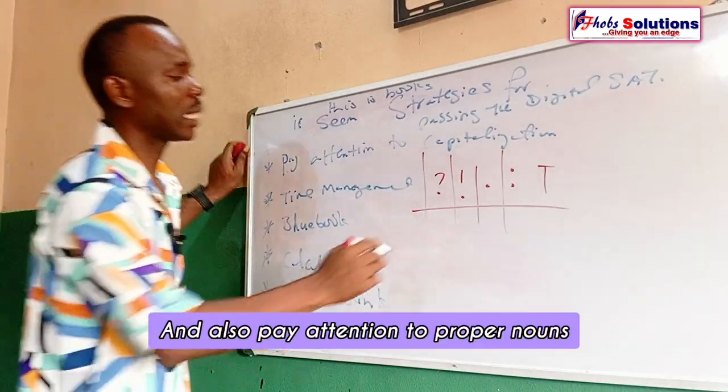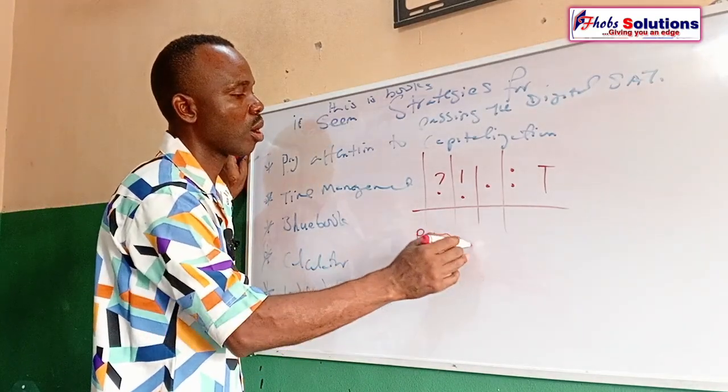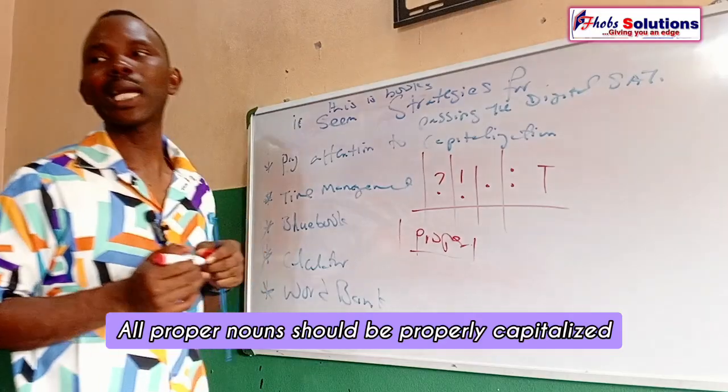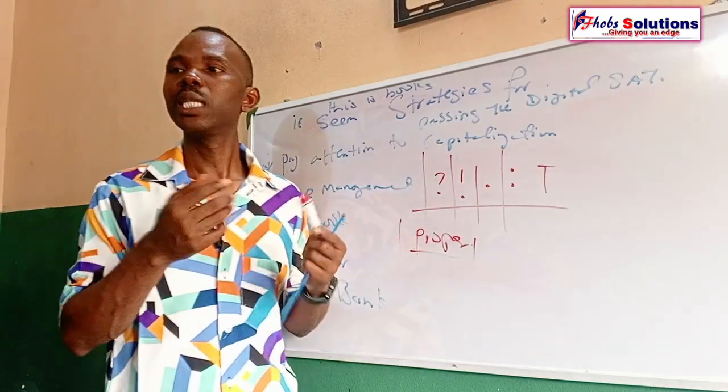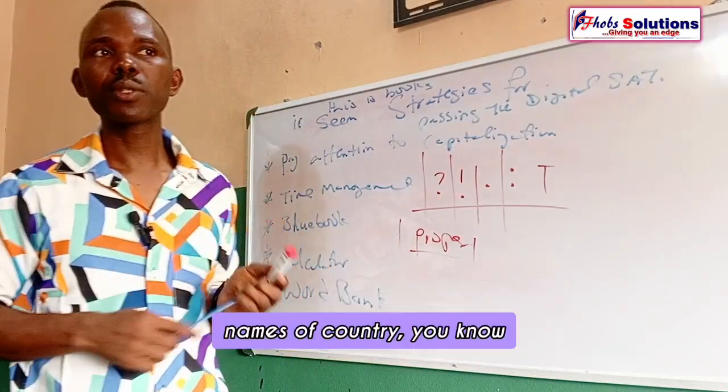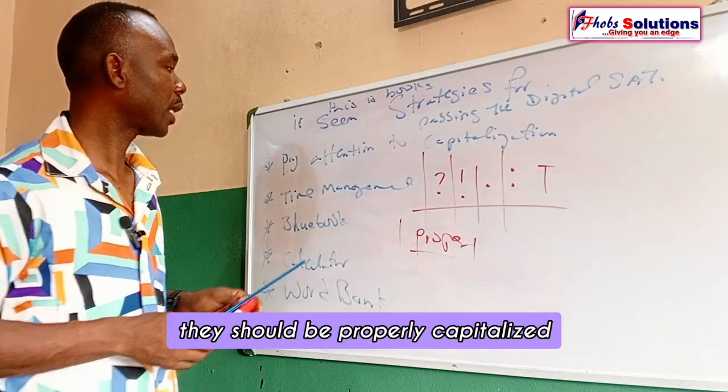And also pay attention to proper nouns. All proper nouns should be properly capitalized. Names of people, names of places, names of countries, they should be properly capitalized.